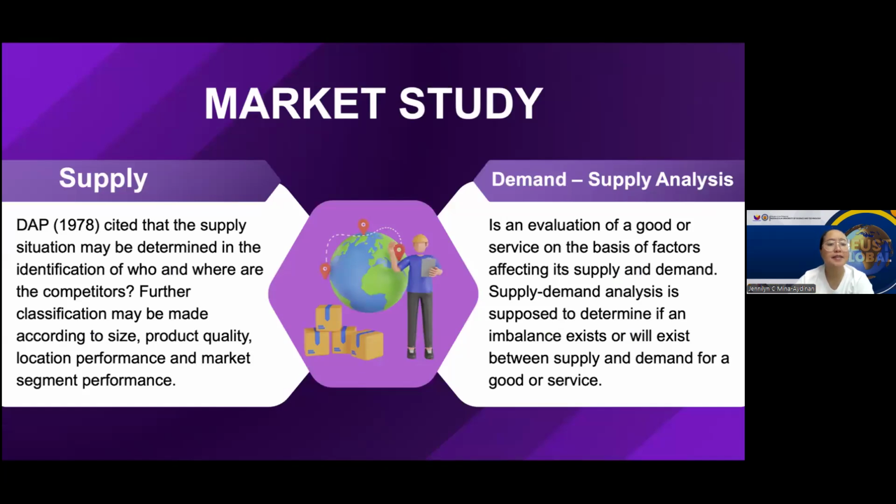The supply analysis is about understanding where and how a product is currently being produced, who the competitors are, and how much of the product is available in the market. So this includes looking at the competitor size, product quality, market segments, and whether the market is dominated by a few large firms or many small ones.